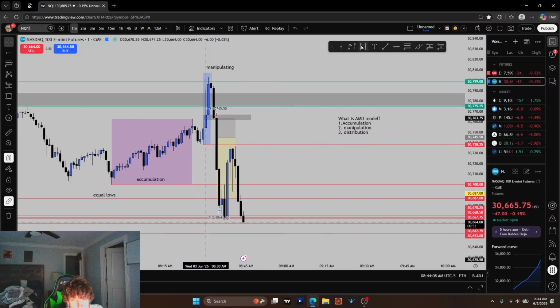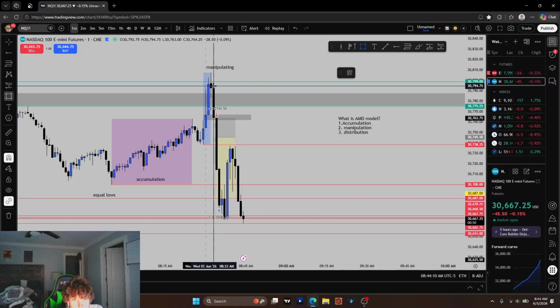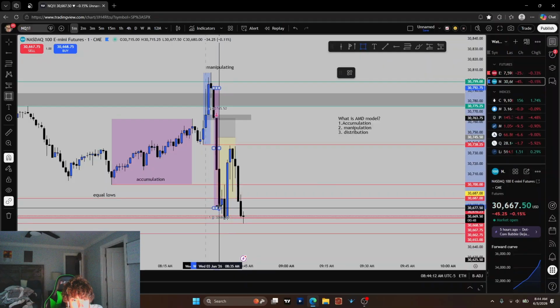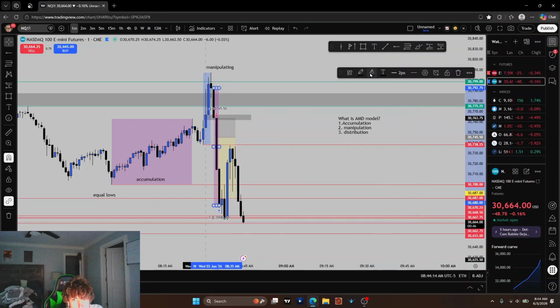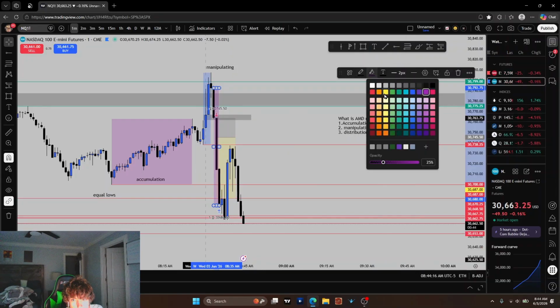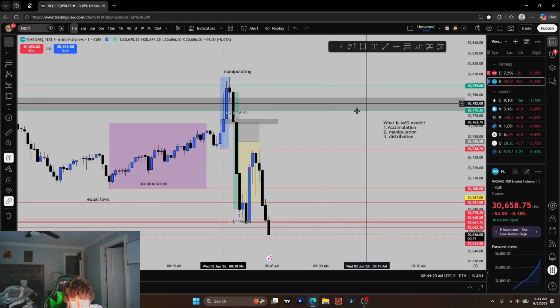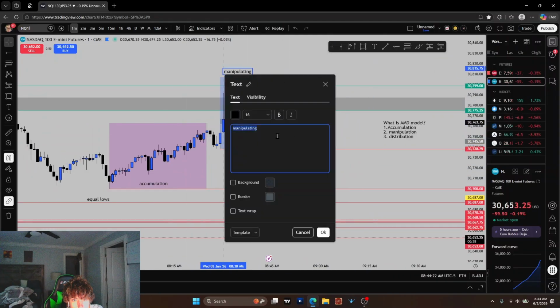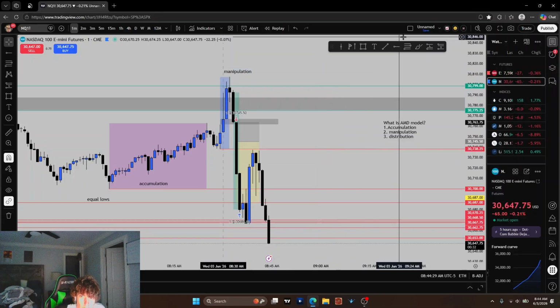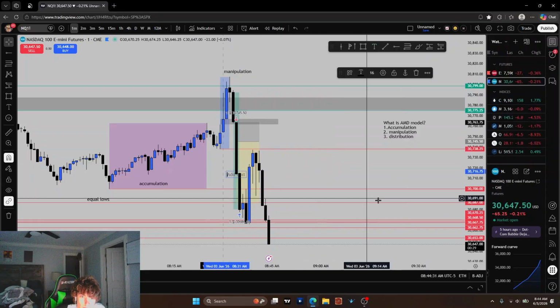But yeah, and then we can draw our distribution leg, which is the move I caught. We can make that color green. Accumulation. Manipulation. And the move I caught.